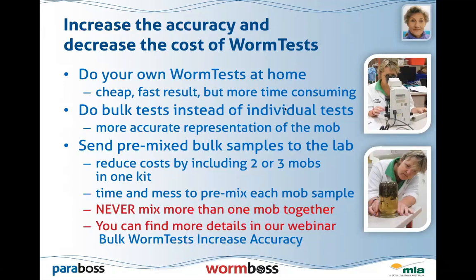But the other really, really important thing is that if you decide to include more than 1 mob in a 10 count kit, you must never ever mix samples from a couple of mobs together. They must always remain separate. And you've got to keep an accurate record of which samples belong to which mob so that when you get the results back, you can reconcile them against each other. But you can find more details about that in our webinar, Bulk Worm Tests Increase Accuracy.